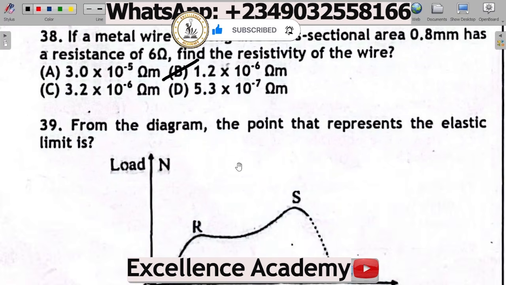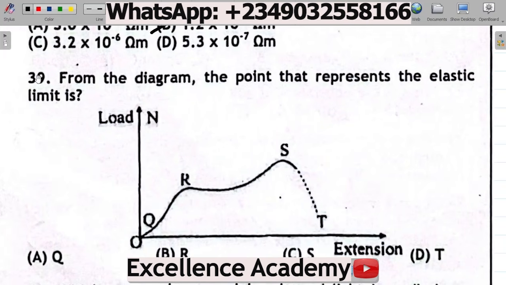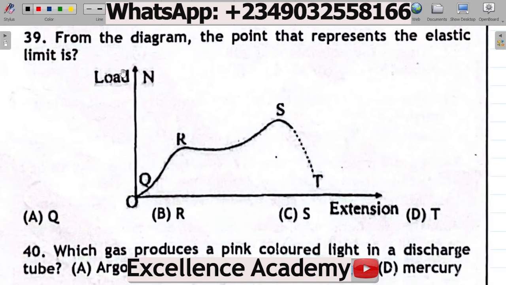All right, next up, question number 39. 39 says, from the diagram, the point that represents the elastic limit is, so here's a diagram of load against extension. Which of these points, Q, R, S, T, represents the elastic limit? A, Q, B, R, C, S, D, T. From here, you can see that the elastic limit is at this point here, which is B, that's R.